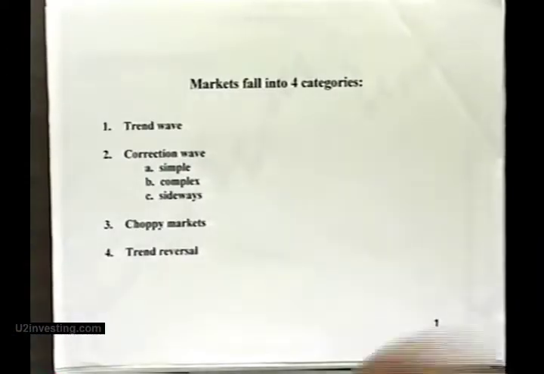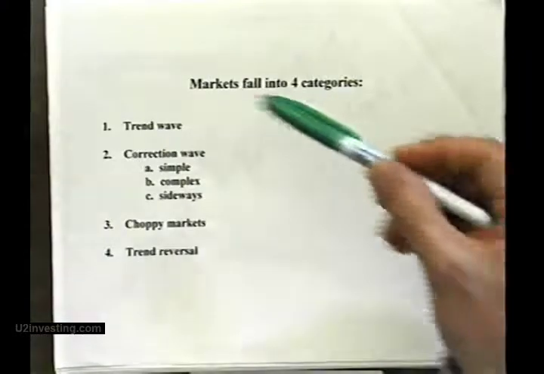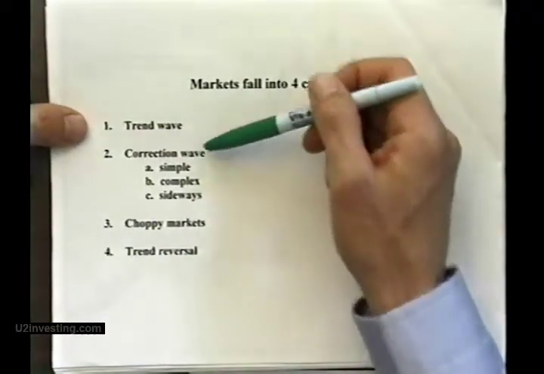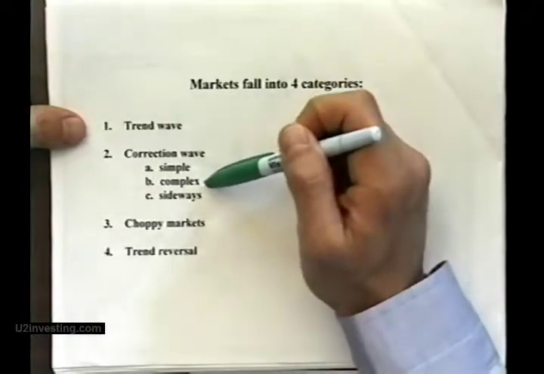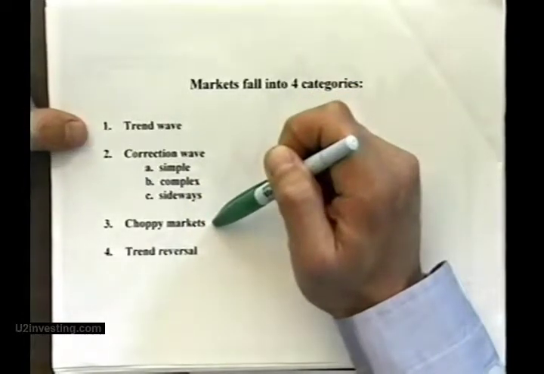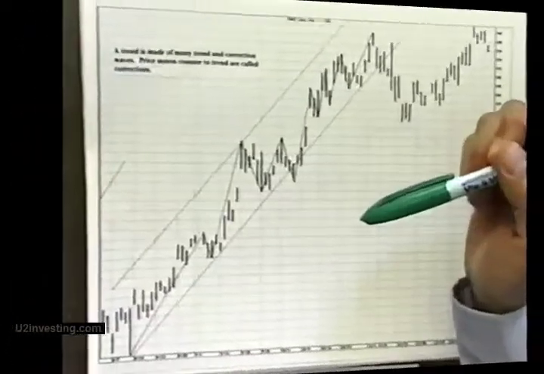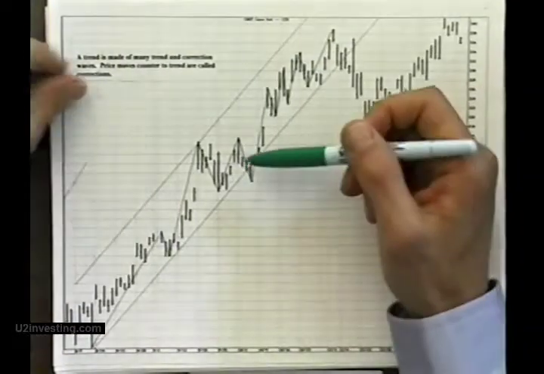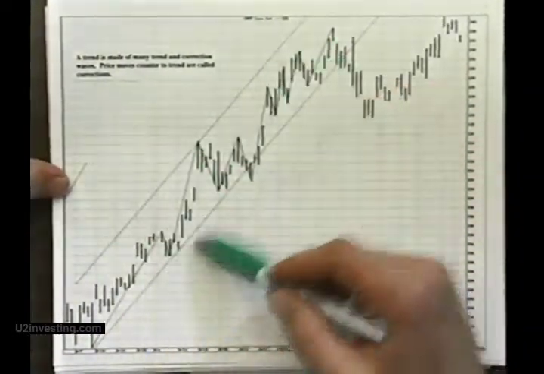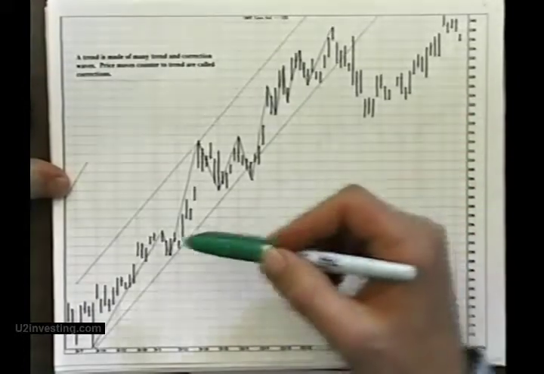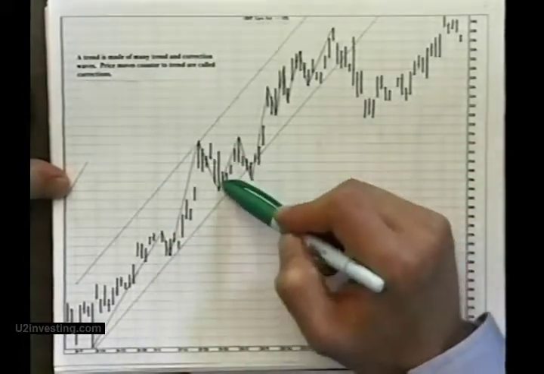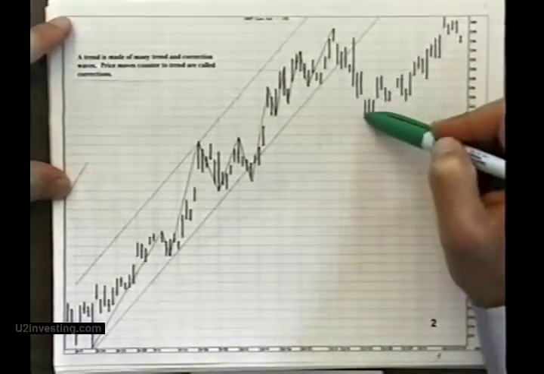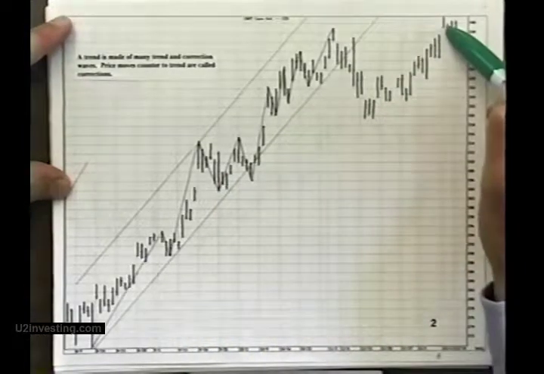Markets fall into four categories: trend waves, correction waves, which are further divided into simple correction, complex correction, and sideways, choppy markets, and trend reversal. We'll cover a few of these right now. During a trend, there are many sizes of correction waves. Here we have a very small correction wave. Here we have a mid-sized correction wave. Here we have a big correction wave, and then the trend continues.